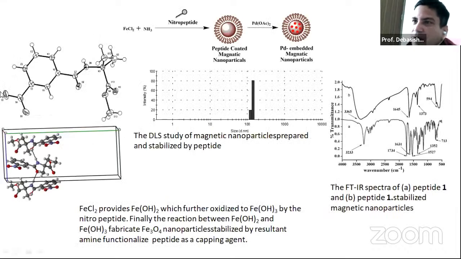So here we have used a peptide that contains a nitro functional group. Using that peptide with nitro functional group, we have developed magnetic nanoparticle from iron. This magnetic nanoparticle, Fe3O4, basically is at the center, and the outside, the peptide reduced the iron, and it now converted the nitro functional group to amine functional group. And that amine functional group stabilizes the magnetic nanoparticle. So your peptide is wrapping the magnetic nanoparticle.